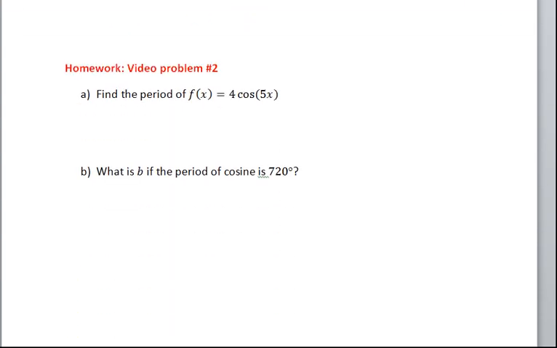Alright, and of course, here's your homework video problem number 2. Part A is to find the period of f of x equals 4 cosine 5x. So do the calculation to find the period. And then for part B, what is b if the period of a cosine function, or it could be sine, is 720 degrees? So show your work, do your calculations, and I'll see you tomorrow.